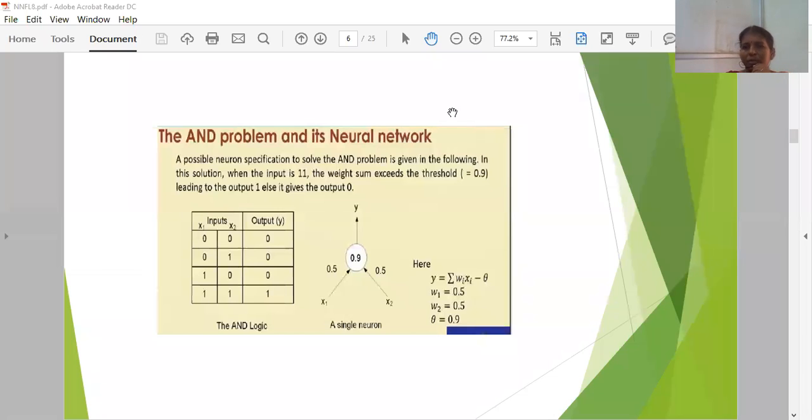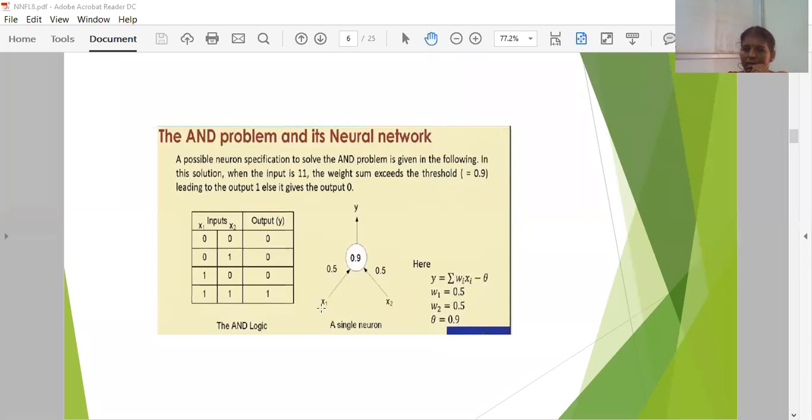A possible neuron specification to solve the AND problem: you are considering inputs x1, x2. If the weighted sum exceeds the threshold, the output is 1, else it gives the output 0. So your output is the sum of wi xi minus theta. Here theta is the threshold value, which you are considering to be 0.9.